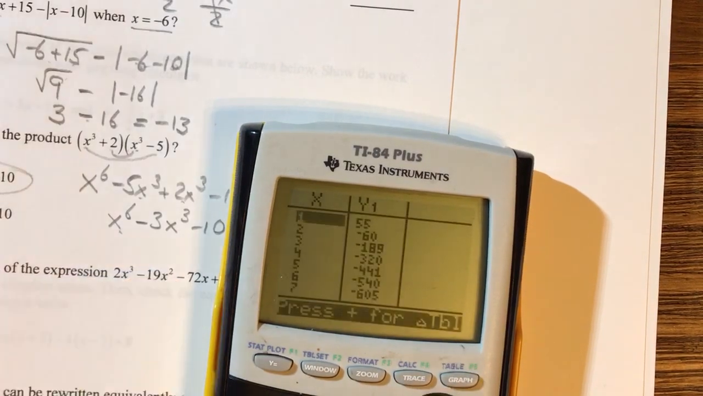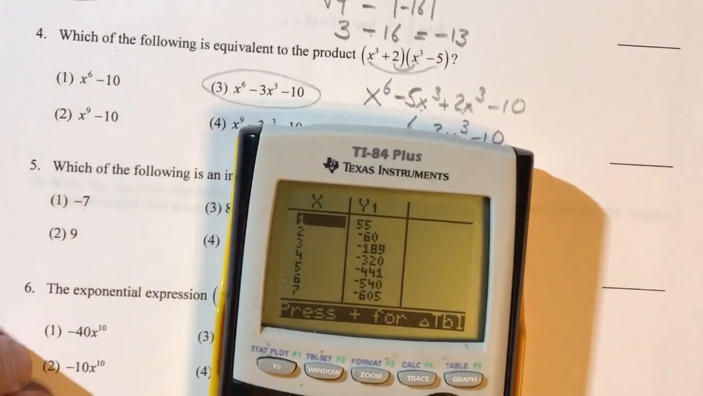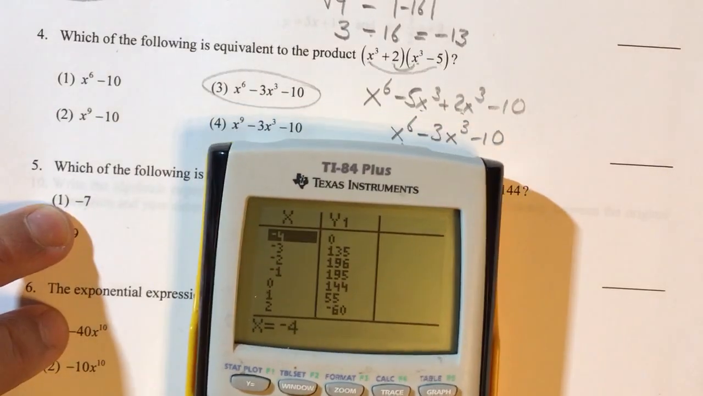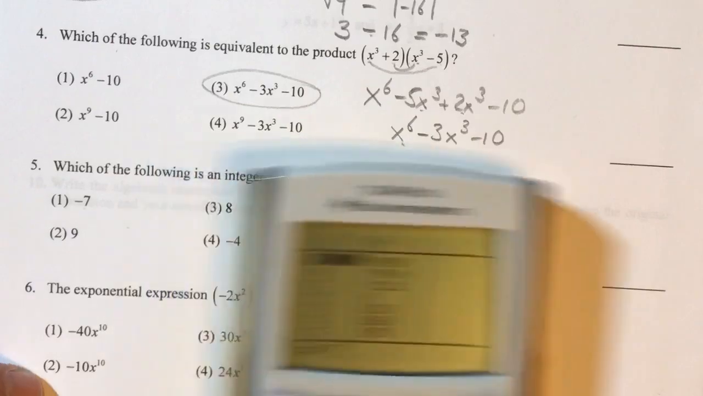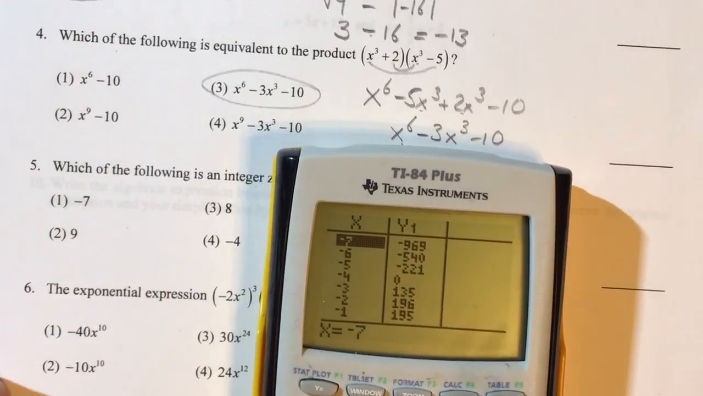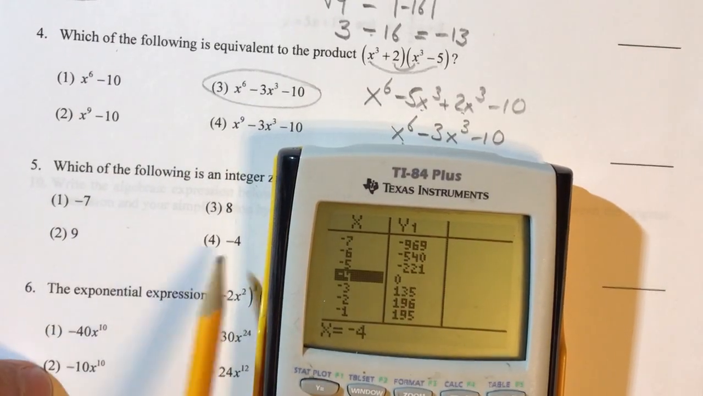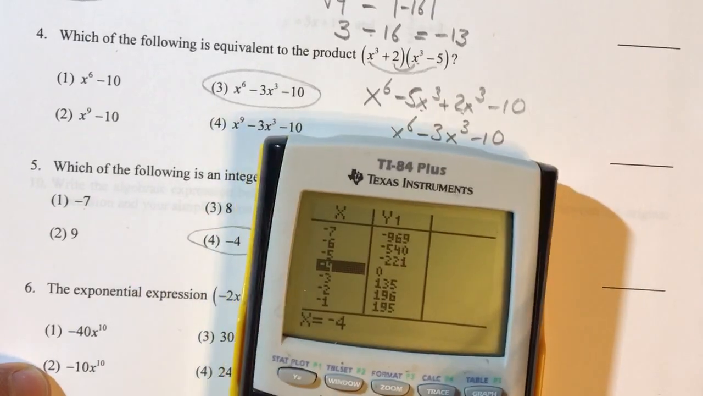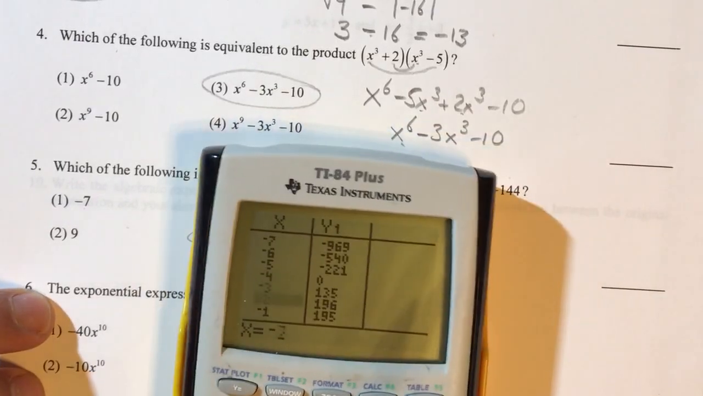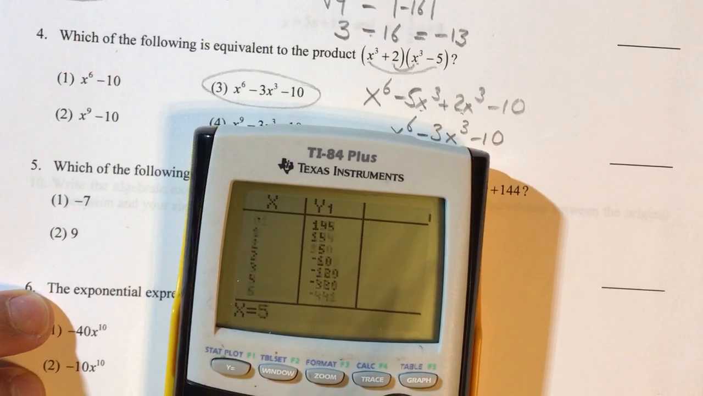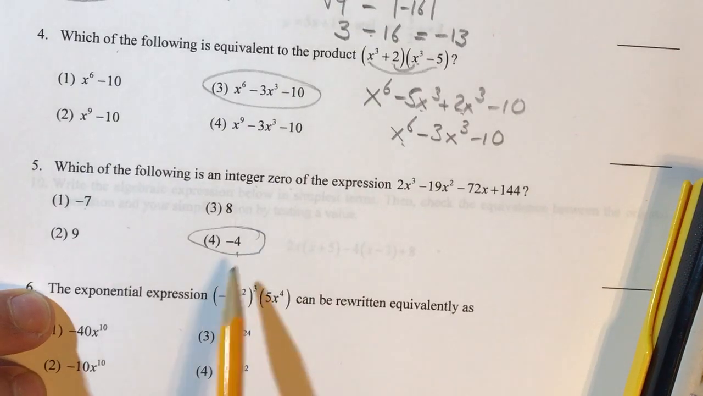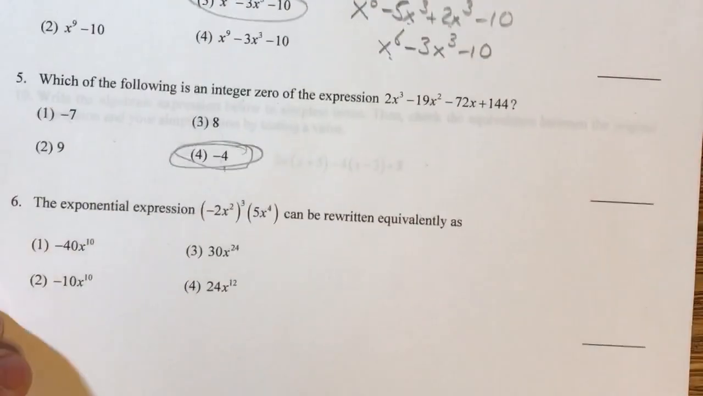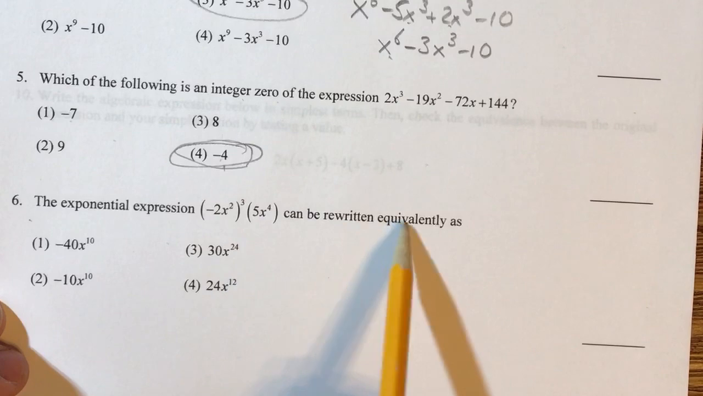I'm going to the table. I'm going to start checking these answers. Let's go back to negative 7. Negative 7 is definitely not a 0. Negative 4, let's check that one out. That is a 0. Let's just see if these other ones, we got 8 and 9, they're right next to each other. Let's go down. 8 is not a 0, 9 is not a 0. So you can tell from the table, this was the only 0. Choice 4.